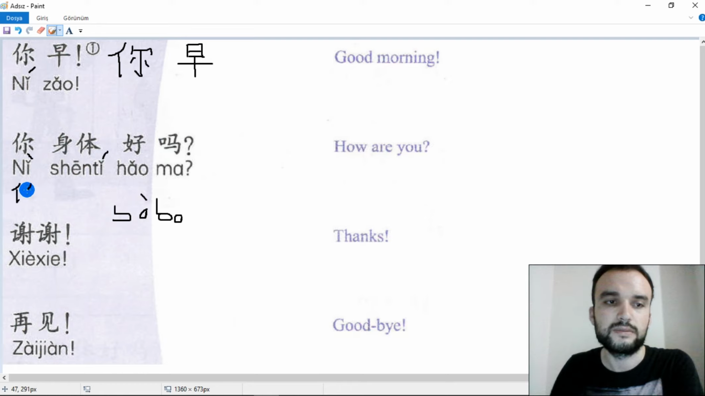Writing again. Ni. And shunti is a new word, so I'm writing here and making it bigger. Like this. And like this. Here. So we take from there. But later it will change.